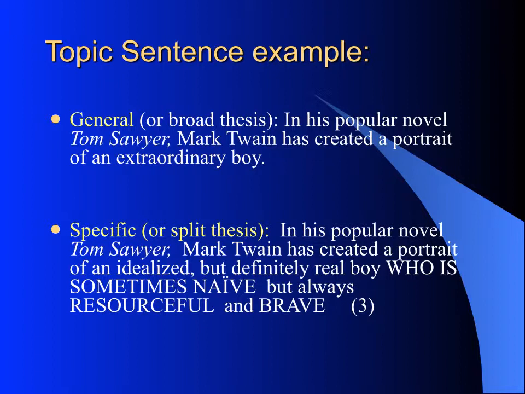In the second one, the specific thesis, I outline exactly the three things I'm going to talk about. In his popular novel, Tom Sawyer, Mark Twain has created a portrait of an idealized, but definitely real boy, who is sometimes naive, that's the first thing, but always resourceful, that's number 2, and brave, that's number 3. So now I have given 3 roads that I'm going to go through, 3 things that I'm going to prove. And this is very easy to do and very easy to follow. Your reader finds it easy to follow you, and you will find it easy to keep to it.